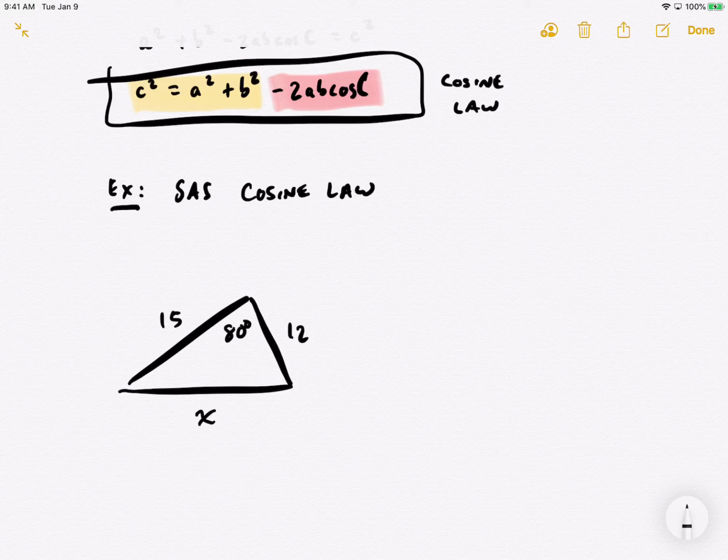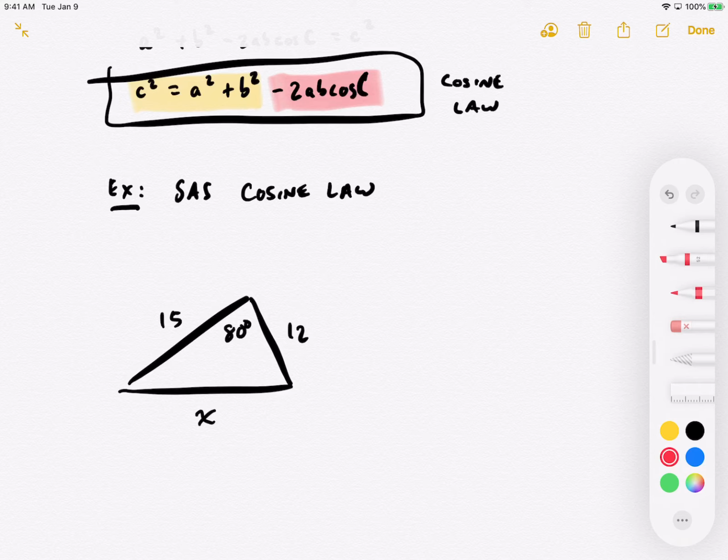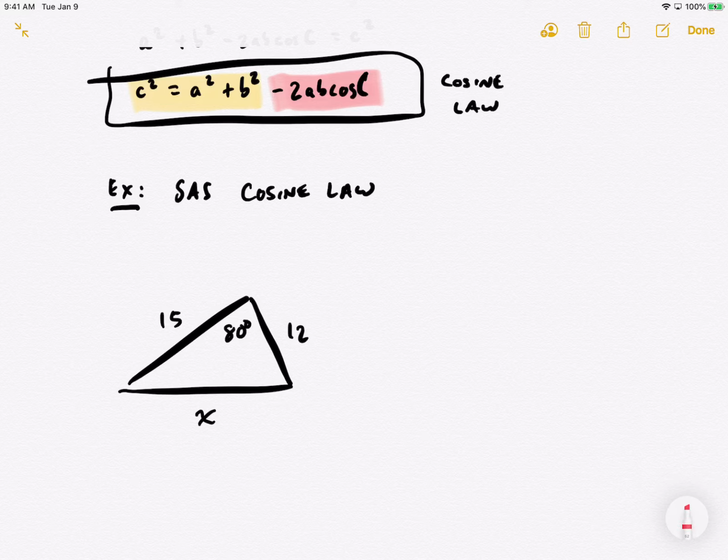In fact, in using the cosine law, I'm trying to decide what should be A, what should be B, what should be C. In this particular case, it's very important that you think about the angle that you know, the 80 degrees here, as the angle that you're going to use in the formula.